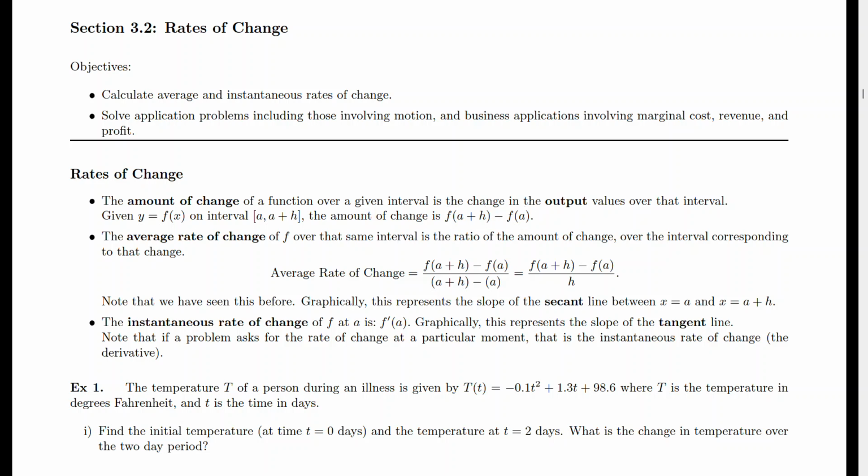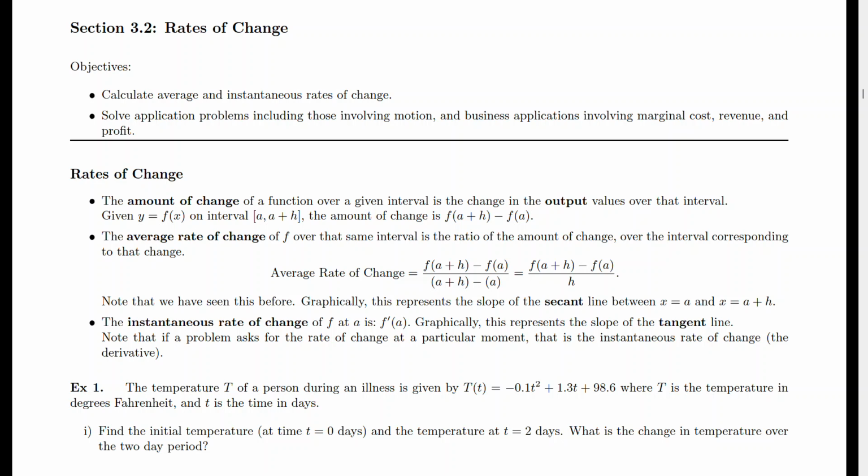Now, the average rate of change is something that we've also discussed before. This is just f of a plus h minus f of a, divided by h. And remember, if we put a limit in front of it, we get the derivative. By itself, this is known as the difference quotient, but with the limit, it becomes the derivative.